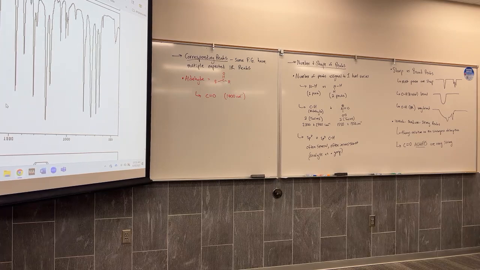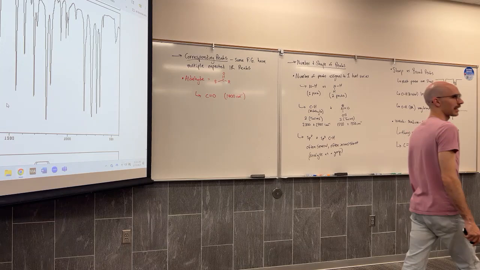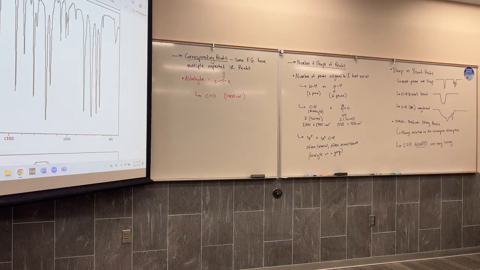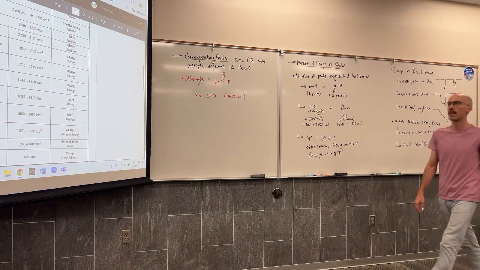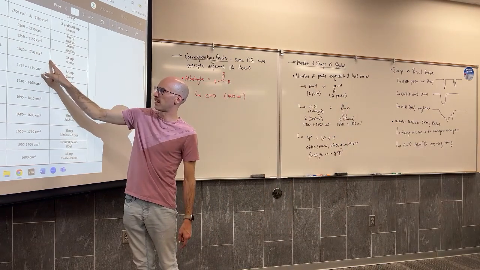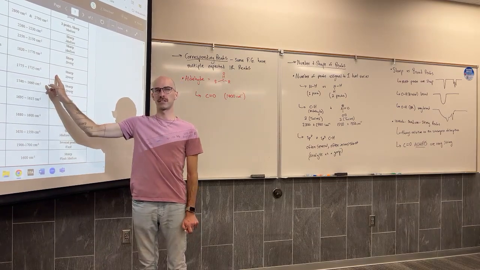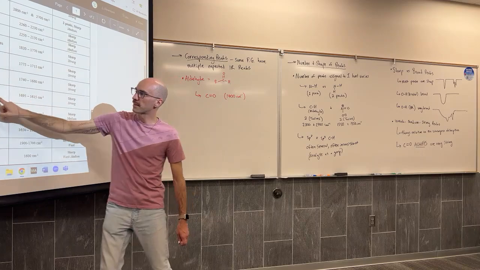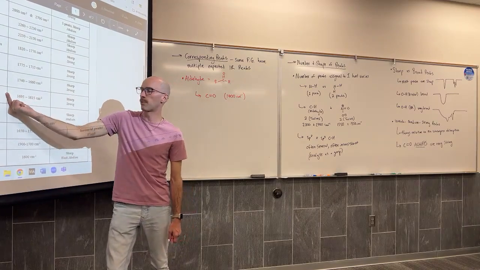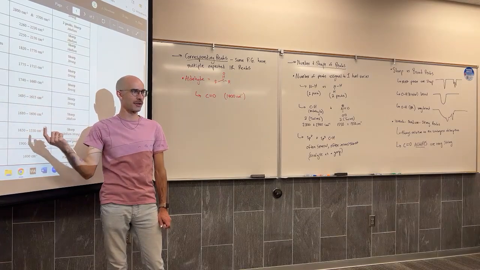Now, thinking back to the correlation table, a signal at 1700, can we really be confident that that is the result of an aldehyde? These two carbonyls don't absorb all the way down to 1700. This last carbonyl, the amide, doesn't quite absorb all the way up to 1700. But that leaves me guessing whether I've got a ketone or an aldehyde.